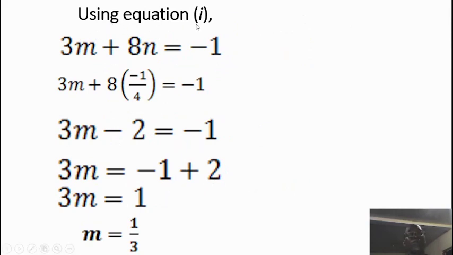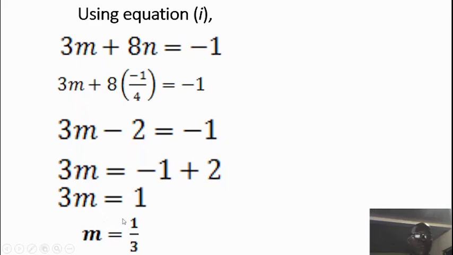Using equation 1, which says 3m plus 8n is equal to minus 1, we have already gotten m to be equal to minus 1 over 4. So we put it here. 8 multiplying minus 1 over 4 will simply give us 2, because 4 will divide 8 to get 2. Multiplying by minus 1 is equal to minus 2. So we shall have 3m minus 2 to be equal to minus 1. Now, evaluating by adding 2 to both sides, we shall get 3m to be equal to 1. Therefore, m becomes 1 divided by 3.